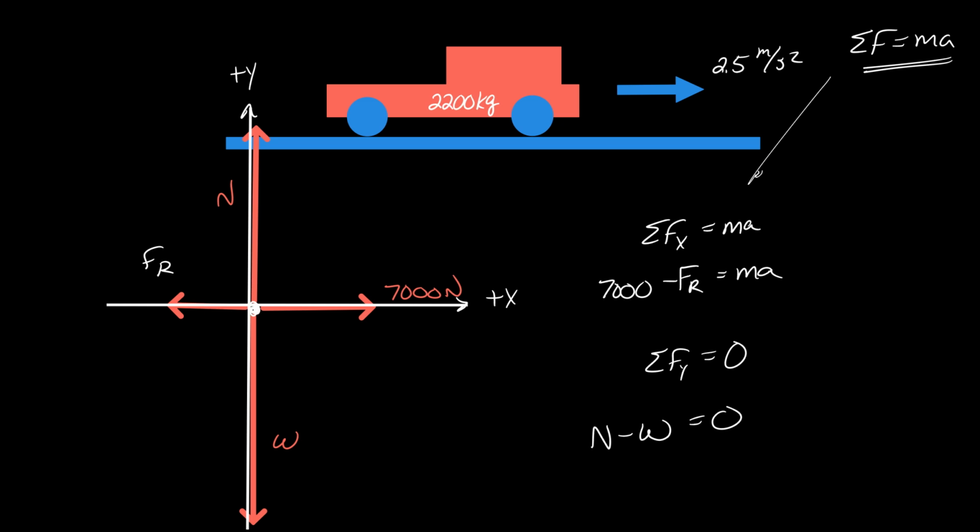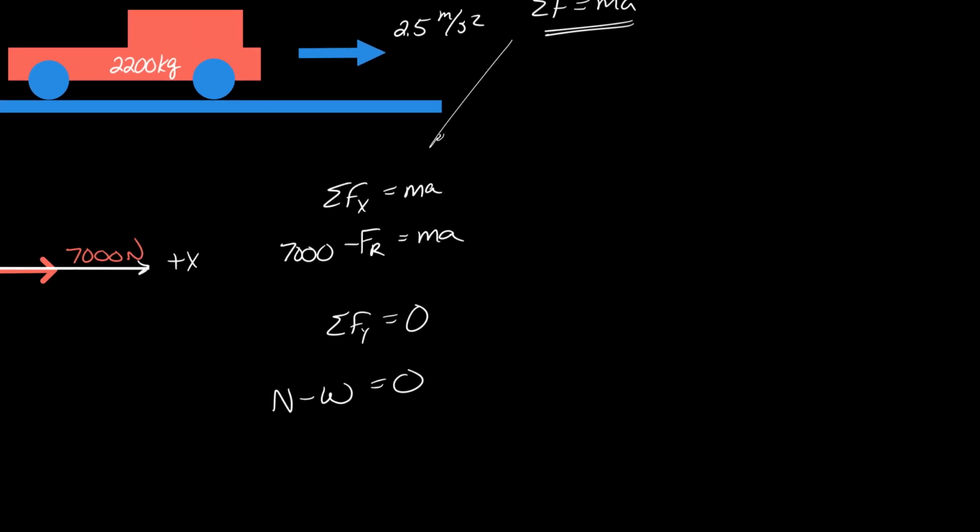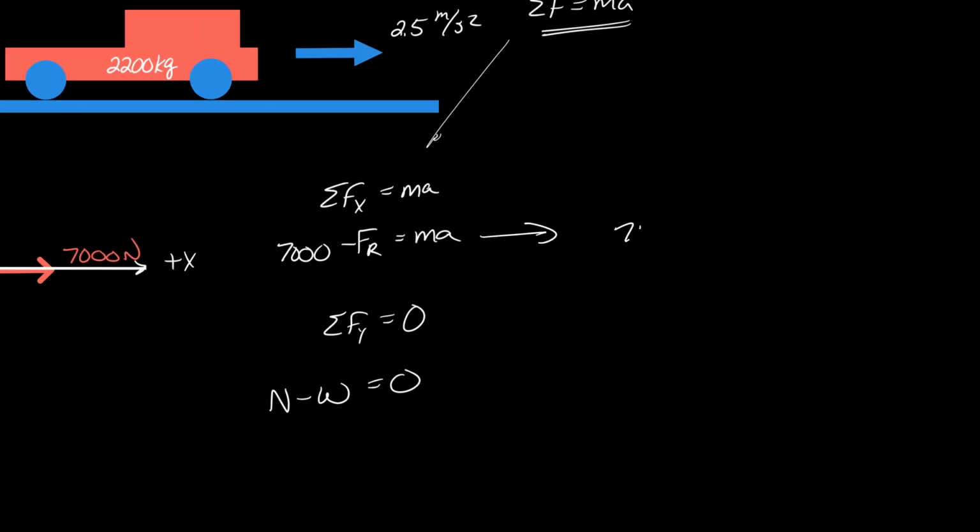Again, I expect you all to get this far tomorrow. Any questions about this part? Now you could go further than this. You could have found the resistive force. Right? We have M, we have A. So we could have taken this function that we created and said 7,000 minus FR equals 2,200 times 2.5. Use that to figure out what the size of the resistive force is. Right? That's the analysis part. That's solving the problem using what we developed.